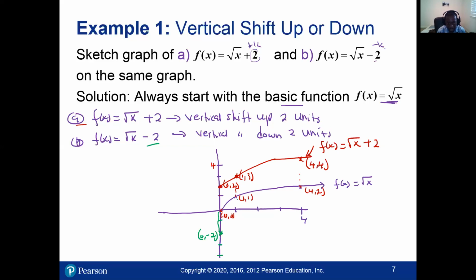Now let's pick this point. It goes down 1, so the coordinates will be 1, -1. Then this point, 4, 2, also goes down 1 and then 2, and that point becomes 4, 0. And so to get this graph, you go through these points.